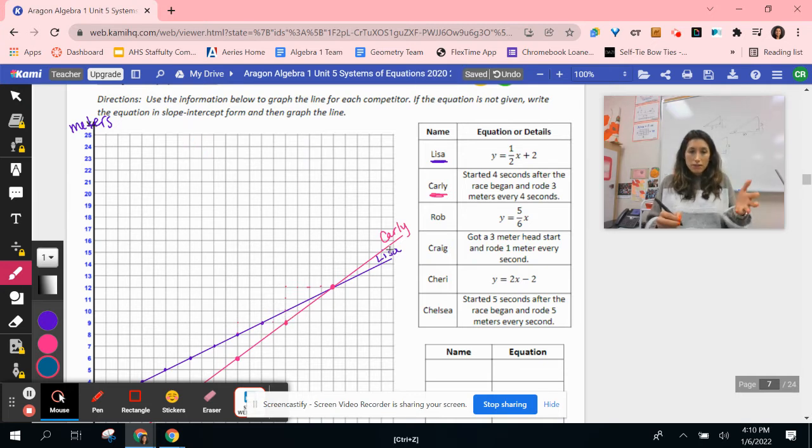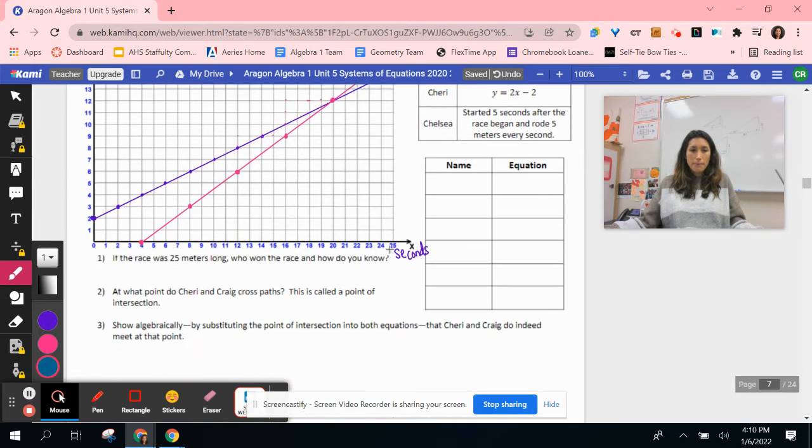So look at your graph, examine that, and we're looking for, I guess, the steepest line. That would be another way. Which line is the steepest that reaches the 25 meters first, okay?